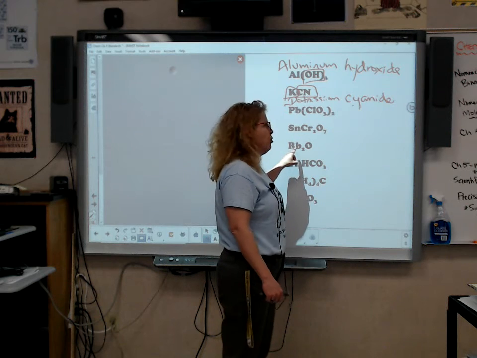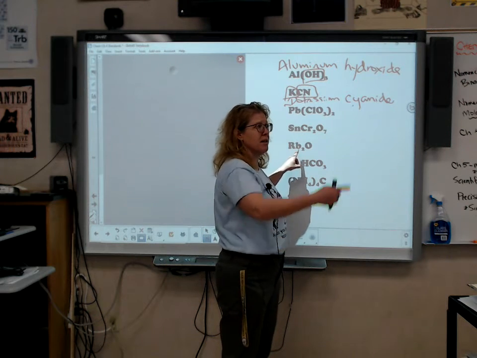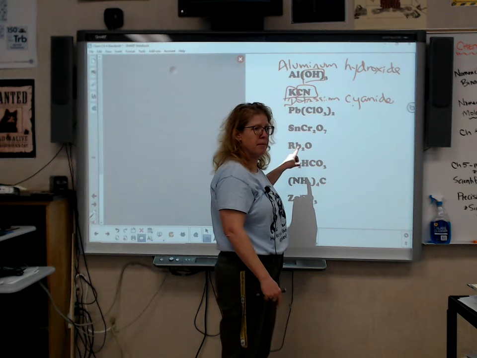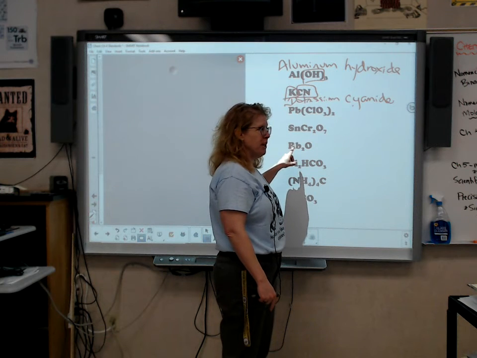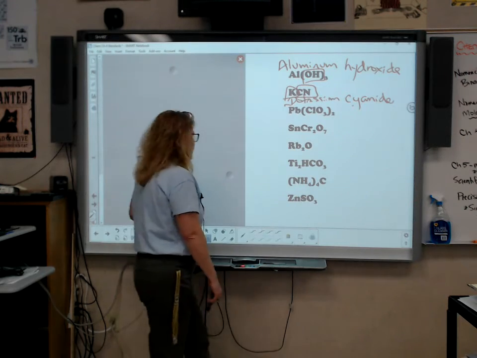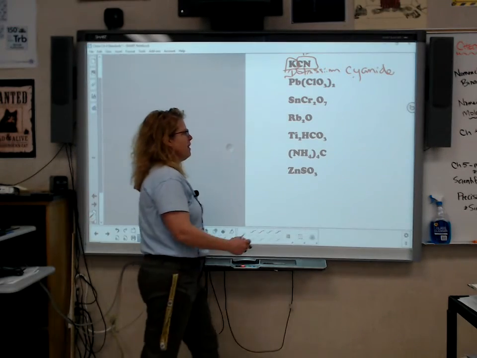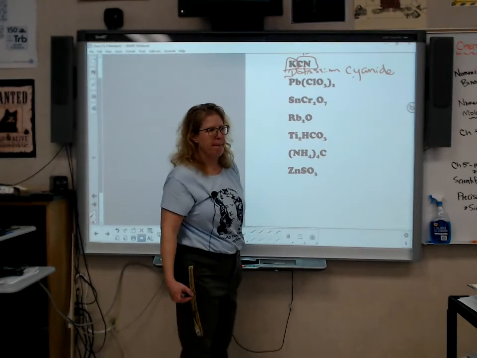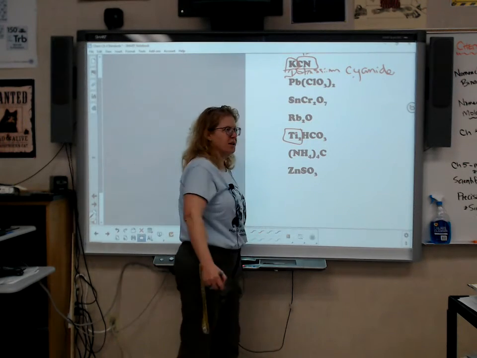Okay, down here, the name of this one is rubidium oxide. Rubidium does not need a Roman numeral because it's in the first column. Rubidium is an active metal. In fact, it's an alkali metal, so it does not need it.